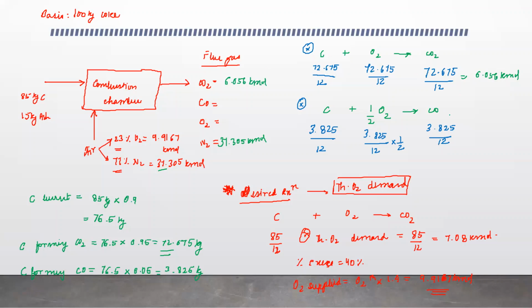All right, and then carbon monoxide produced is 3.825 by 12 from the stoichiometry. Hopefully this part would have been clear. So it's going to be 3.825 upon 12, which is equal to 0.319.